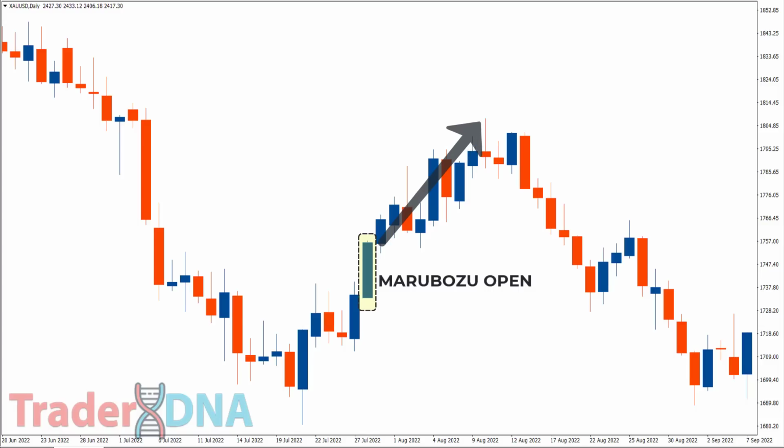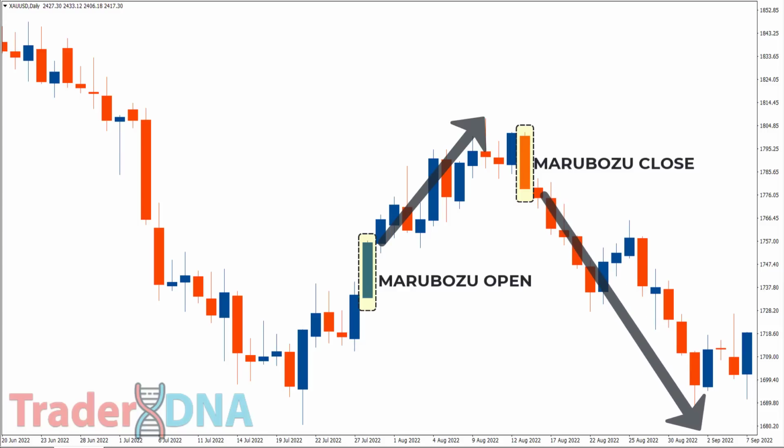This strong trend behavior applies equally to both Marubozu open and Marubozu close patterns. Despite the presence of small wicks at the open or close, the price maintains a steady movement in one direction, ultimately closing at a higher low point without encountering any significant price rejection.